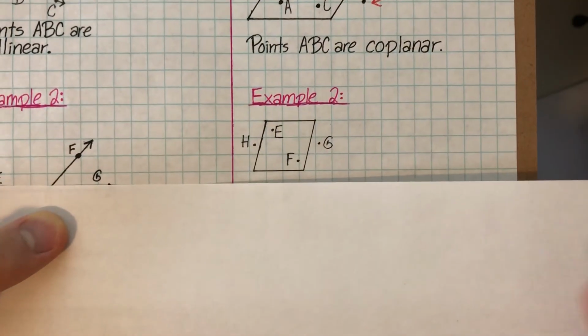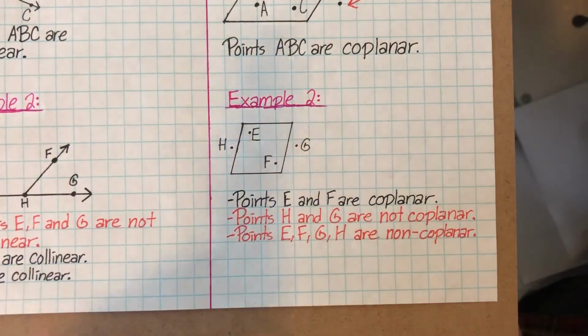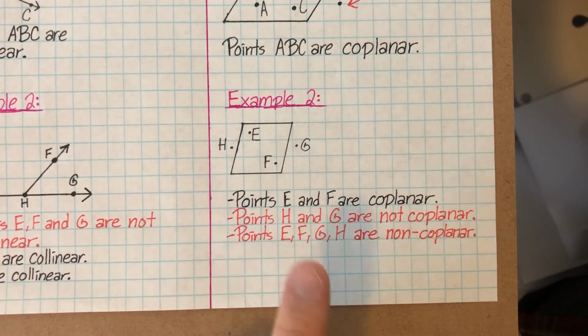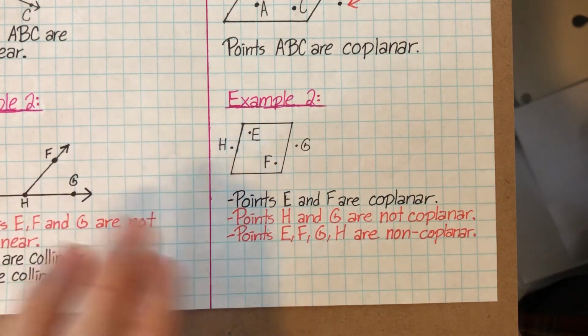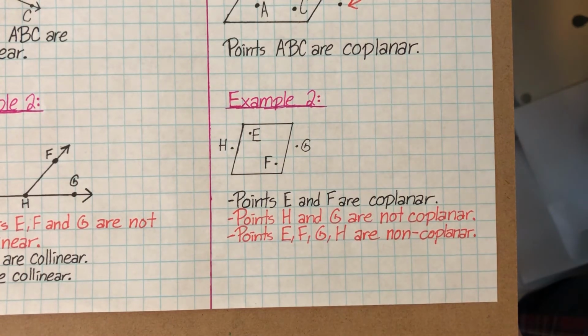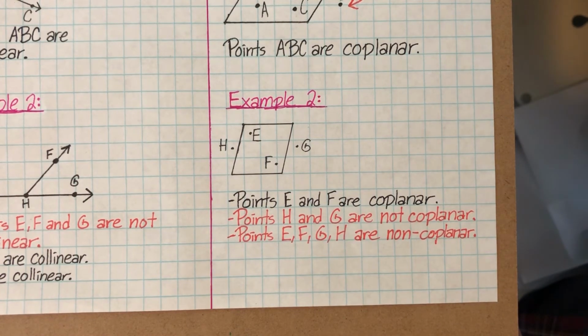Done. So the answer is points E and F are coplanar. However, points H and G are not coplanar, and also E, F, G, H are not coplanar. So all 4 of these are not coplanar because H and G are excluded. They're out of the plane, so they are technically not coplanar.